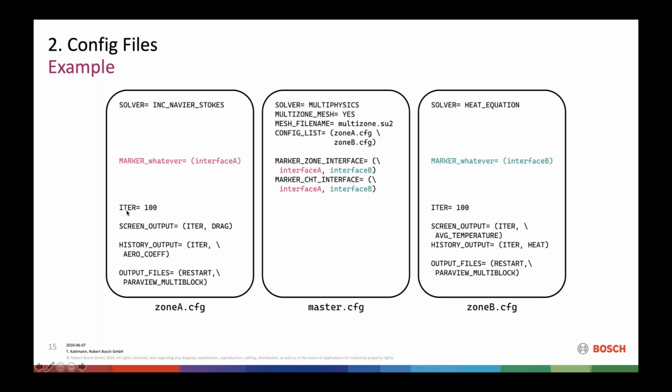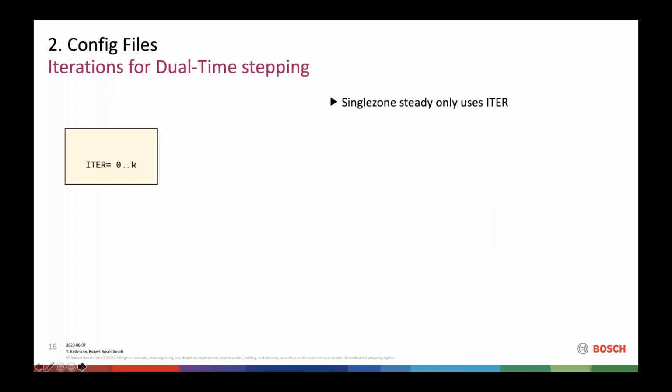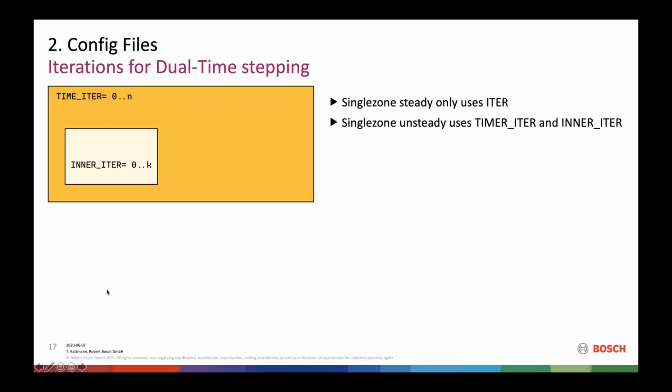Okay, now we move on to the iteration specification, and this is something we will cover in a bit more detail. For single zone steady, we only use the config variable iter. Then, if we have single zone unsteady cases, we use time iter, and for each physical time step, we do inner iter pseudo time steps. So now we use inner iter for this kind of iteration.